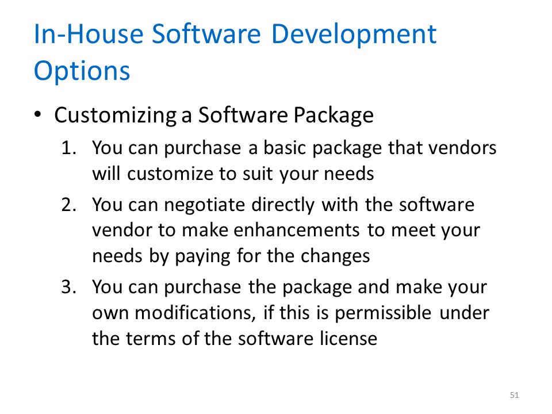If the standard version of a software product doesn't satisfy a company's requirements, the firm can consider adapting the package to meet its needs. There are basically 3 ways to customize a software package. First, you can purchase the basic package that the vendors will customize to suit your needs. A vendor almost always offers options when their standard package won't satisfy all their customers. Second, you could negotiate directly with the software vendor to make enhancements to meet your needs by paying for the changes.